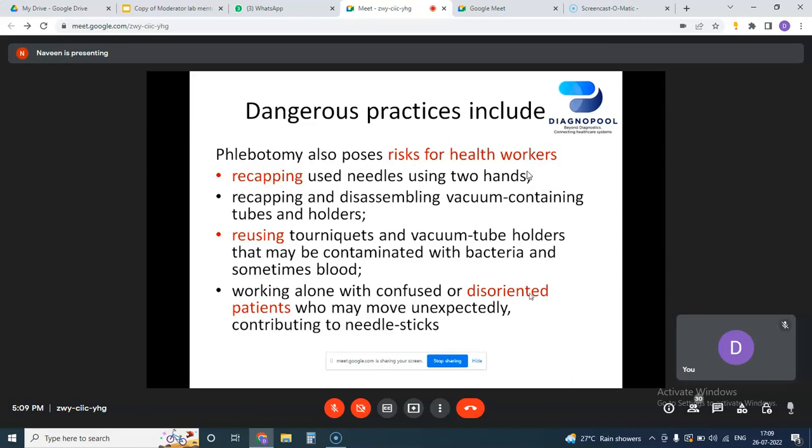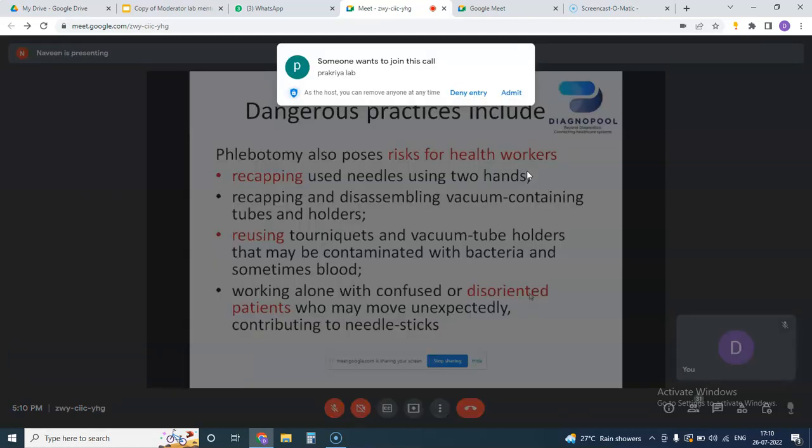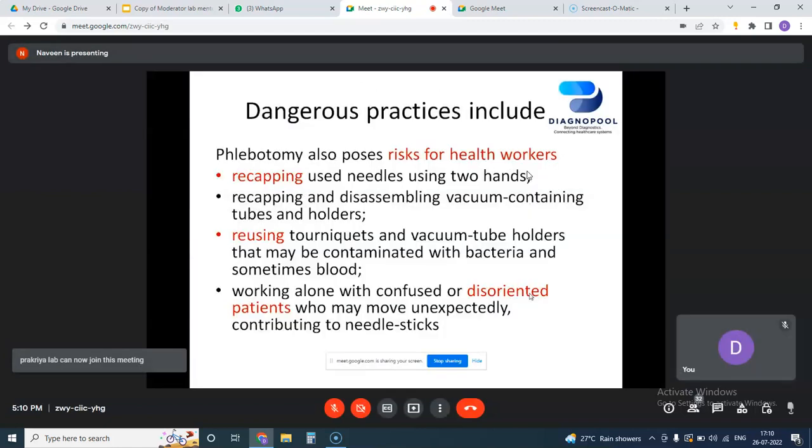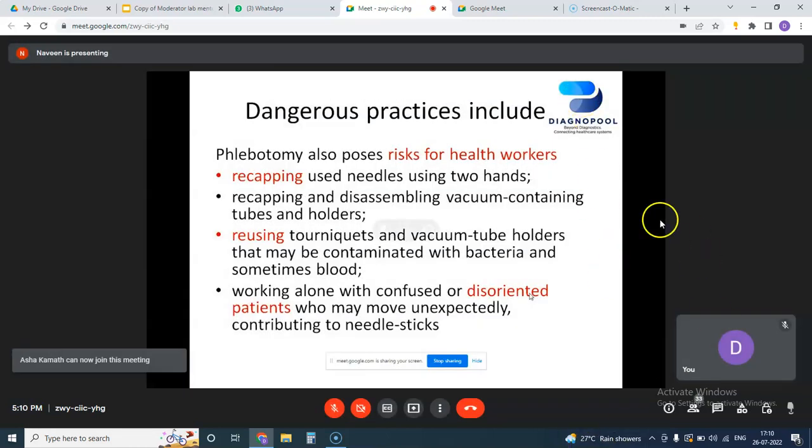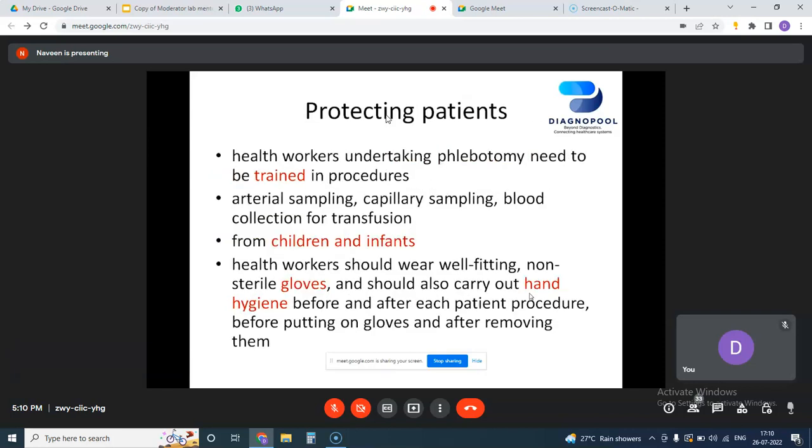And we should be careful while reusing items like tourniquets, tubes or glucometers. Whenever there are reusable items, we should always remember to clean them whenever necessary. At the start of each session, the phlebotomist should clean them with alcohol. And whenever the patient is disoriented or confused, always remember you should not work alone. You should always take the help of another person. So these are the things that should be kept in mind.